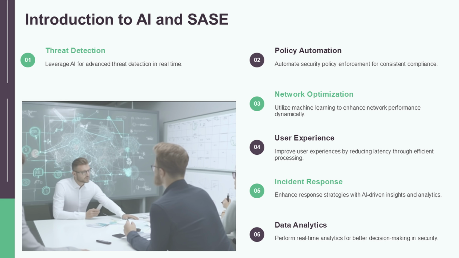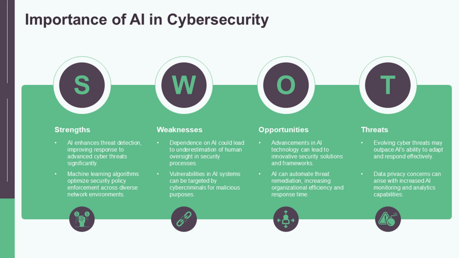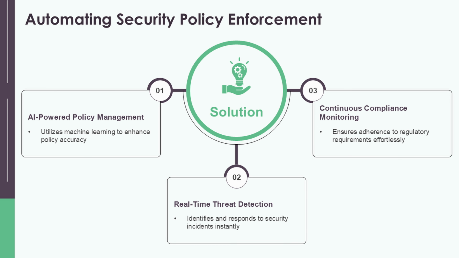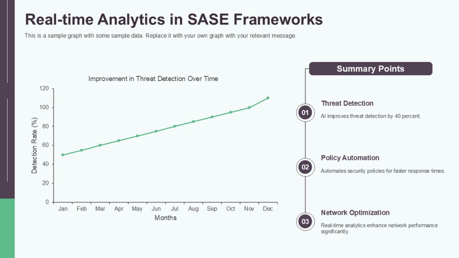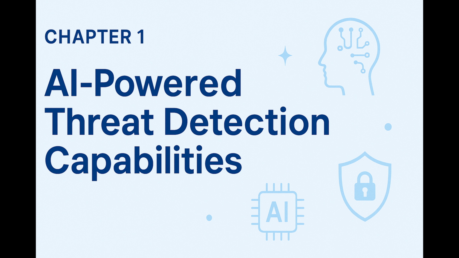The role of AI in transforming secure access service edge, or SASE, frameworks is really pivotal. It enhances threat detection capabilities, automates security policy enforcement, and optimizes network performance through real-time analytics and machine learning. This transformation enables organizations to respond more effectively to sophisticated cyber threats while at the same time improving the overall user experience.